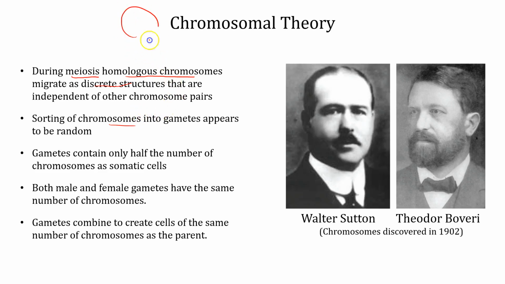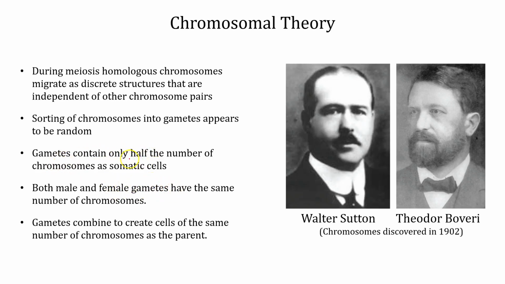So if here's the parent cell and here's some gametes that are being produced, and there's two chromosome number 7s, one chromosome number 7 could either go in here or it could go in there. The other chromosome will go into the other one. So it's pretty random which chromosome goes into which gamete.